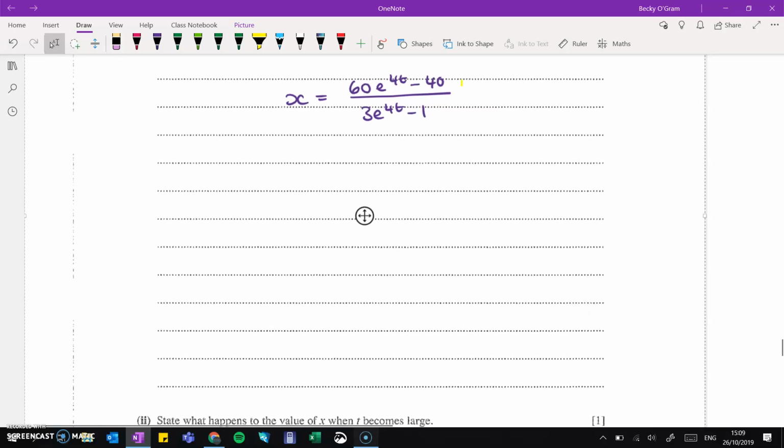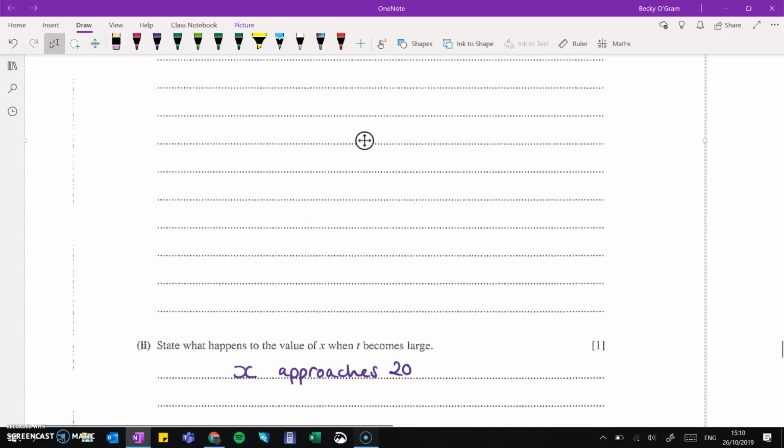So if you just go back up to this, if we made t very, very big, then this here would get huge, this would get huge. The 40 and the 1 will become insignificant. These two things obviously are the same, so whatever that very large number is, they would sort of cancel out. 40 and 1 would make very little difference to a very big number. So we would end up with those cancelling down to 1, and the 60 divided by 3 would cancel down to 20. So x would approach 20 as t gets very big.